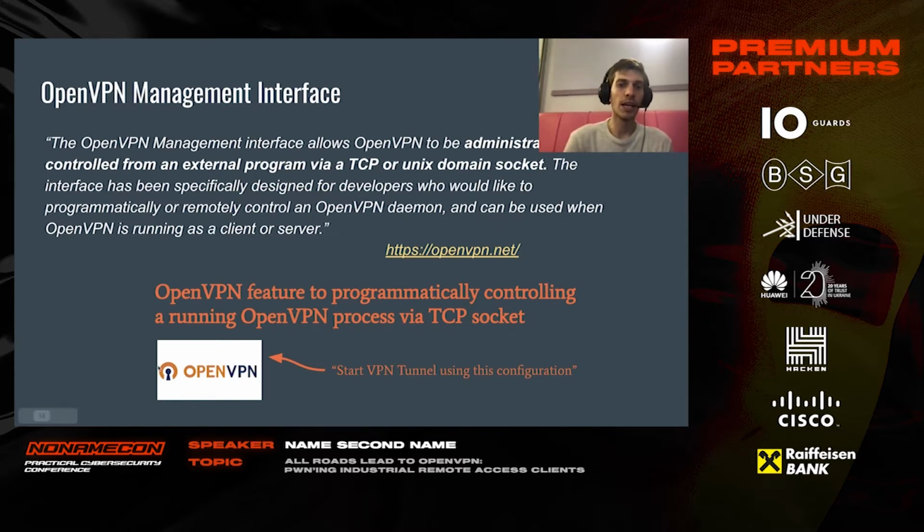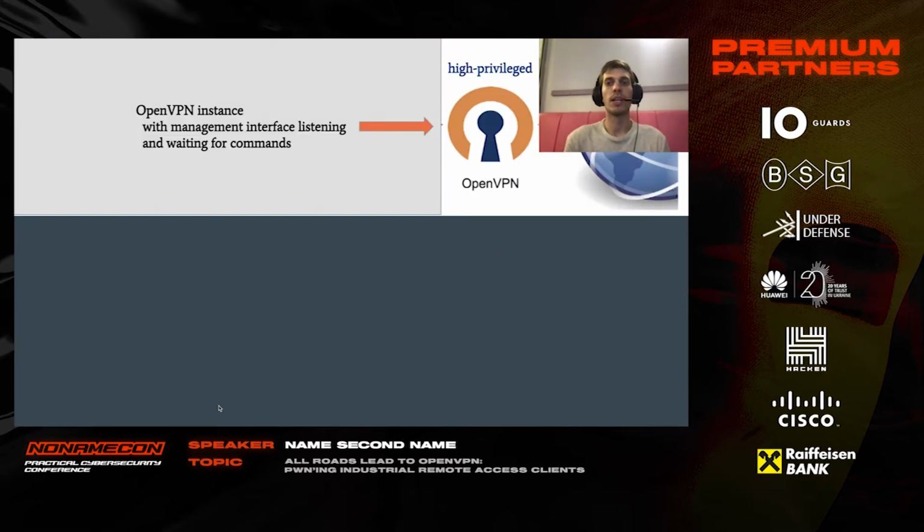So basically, the OpenVPN process is running and is listening on one of the TCP ports and is waiting for a command, such as start the VPN tunnel using this configuration, and then it reads the configuration and starts running. If you want to better understand the scheme of the entire remote access solution, you can consider this.